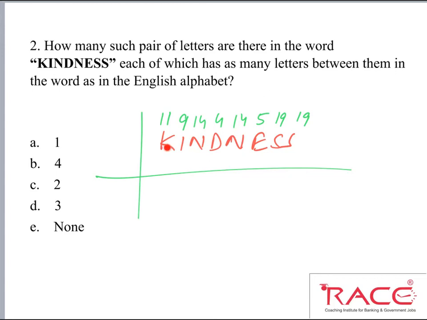So first, from K, 11 in forward direction, 12, 13, 14, 15, 16, 17, 18, no match. From I in backward direction, 9, 10, no match. In forward direction, 9, 10, 11, 12, 13, 14, 15, no match. Then from third letter N, in backward direction all the values are smaller. In forward direction, 14, 15, 16, 17, 18, 19. So we have a match, N and S.